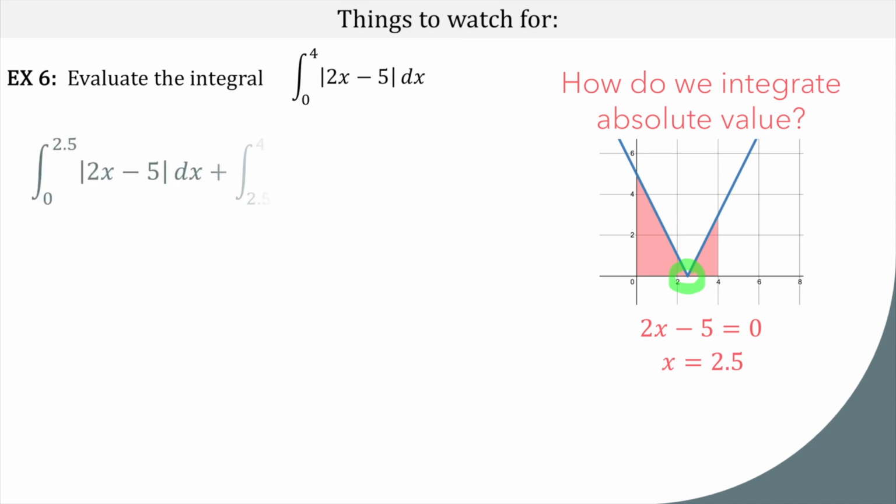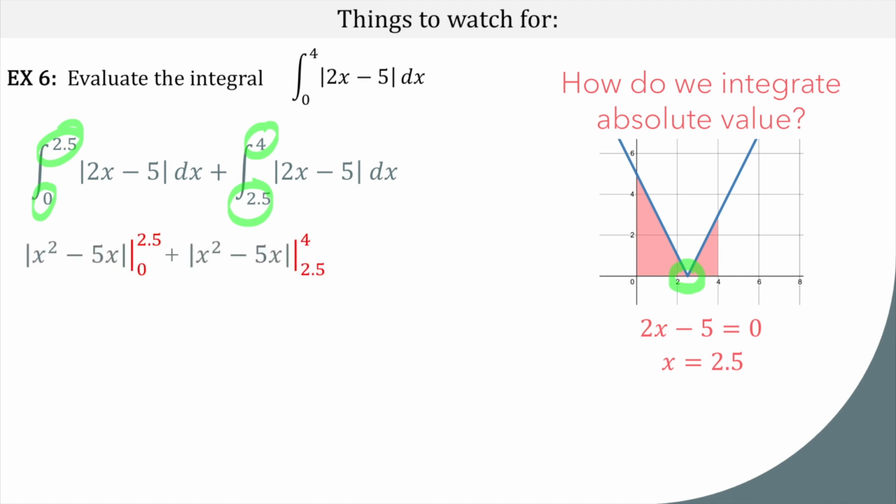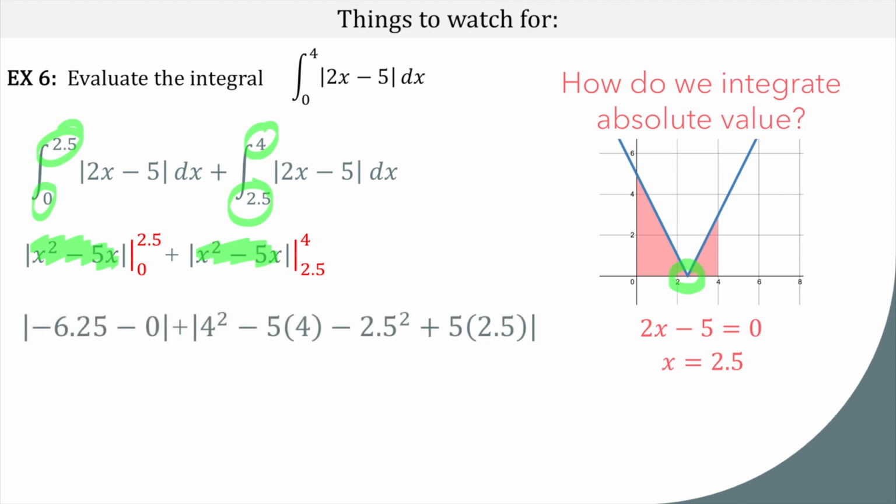So we're going to split this integral, okay? We'll go 0 to 2.5 and then 2.5 to 4. And then you're just doing the same thing as before. You're just keeping the absolute values throughout so that when you evaluate it, everything should be coming out positive. So if I plug in, this is f of 2.5 minus f of 0, and then f of 4 minus f of 2.5.